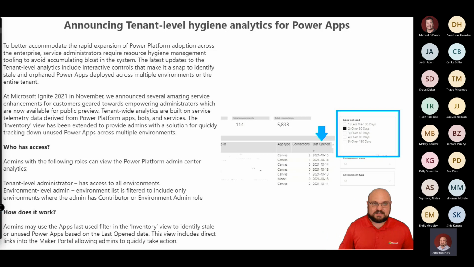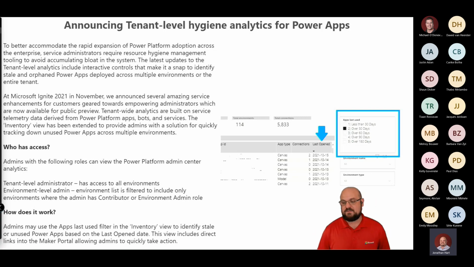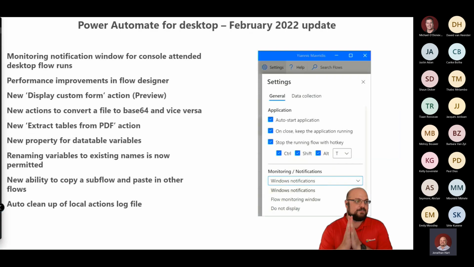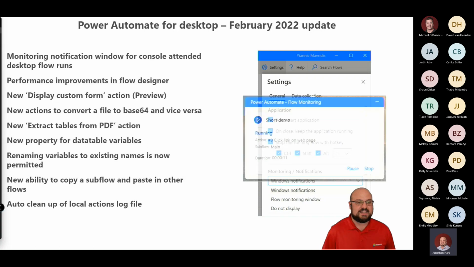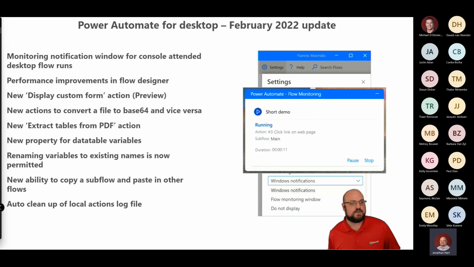Now, there have been a bunch of updates to Power Automate Desktop from the February update. There are new monitoring windows coming in. So instead of just using the built-in Windows notification, you can actually use a flow monitoring window, which gives some additional insights. You can minimize it, move it around, set it up, pause the flow, even stop the flow directly from there on the desktop itself.